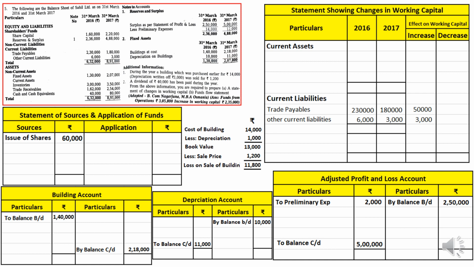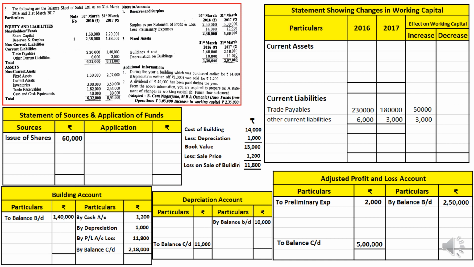In building account, what we will write? By cash, at what price we sold off? 1,200, that is cash. And by depreciation, how much depreciation we charged so far? 1,000. By P&L account, how much loss we have incurred? That is 11,800. These three items you have to post to asset account credit side, that is sale price, that is cash, depreciation and loss on sale.